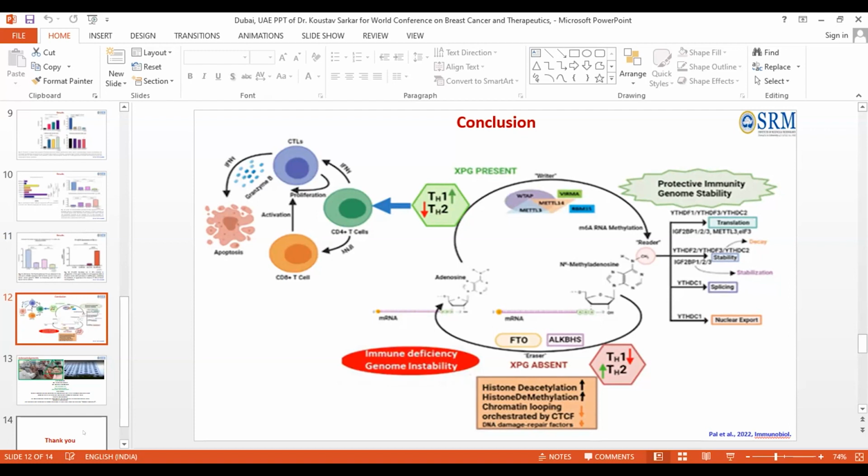At the same time, we observe that in the case of XPG absence, histone deacetylation is increased, histone demethylation is increased, chromatin looping with CTCF is decreased, and DNA damage repair factors are also decreased. So this is the overall pictorial presentation of the whole talk. That means XPG plays a major crucial role, not only increasing TH1ness and decreasing TH2ness, but it also regulates the epitranscriptomic as well as epigenetic mechanisms by regulating histone acetylation, histone methylation, and M6A RNA methylation.